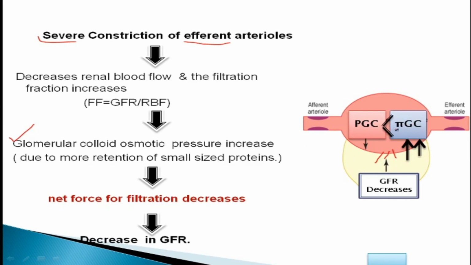raising the glomerular colloid pressure. And once the glomerular colloid pressure increases, it will have a pulling effect. Osmotic pressure is always a pulling pressure. It will prevent any kind of filtration, so filtration will decrease and GFR will decrease. So I hope I am clear to all of you now.